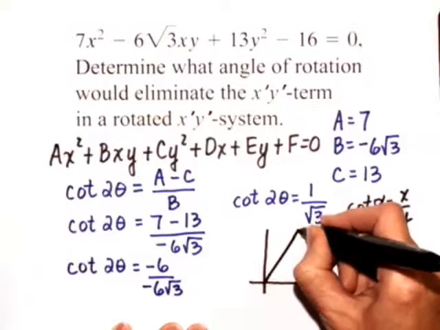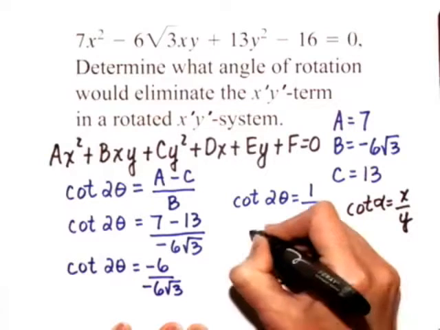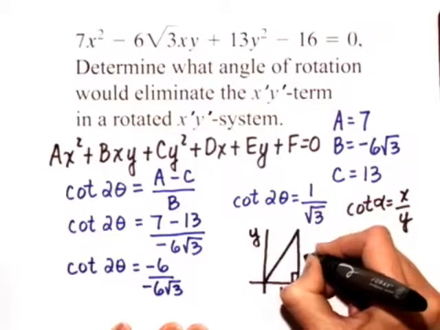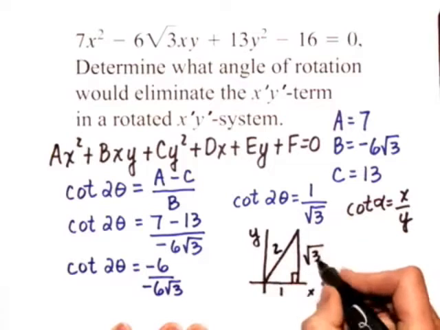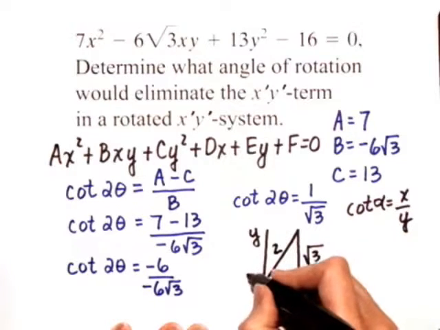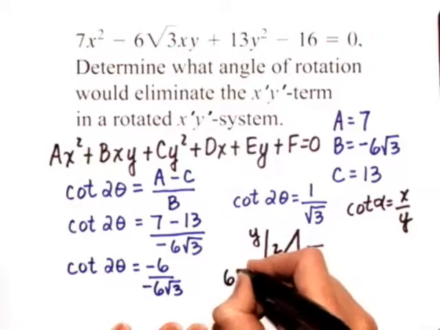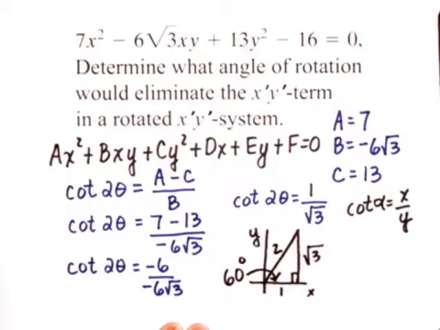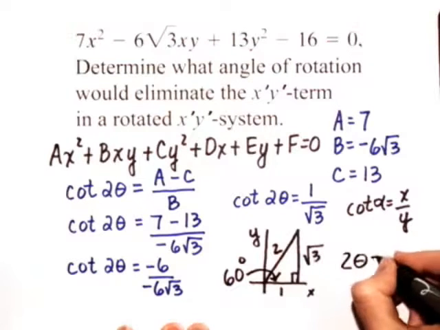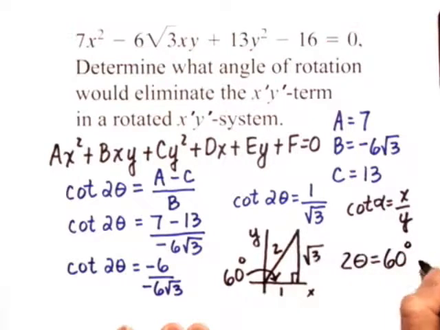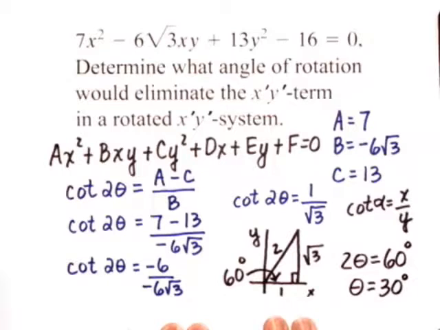So I'll draw a triangle where my x value is 1 and my y value is the square root of 3. This is a special 1, 2, square root of 3 triangle, and this angle in here, opposite from the square root of 3, would be a 60-degree angle. So, therefore, we know that 2 theta would be equal to 60 degrees. Dividing both sides by 2 gives us our answer that theta equals 30 degrees.